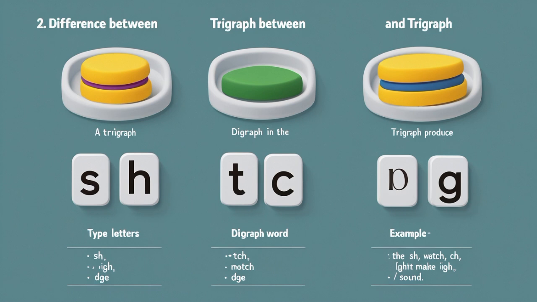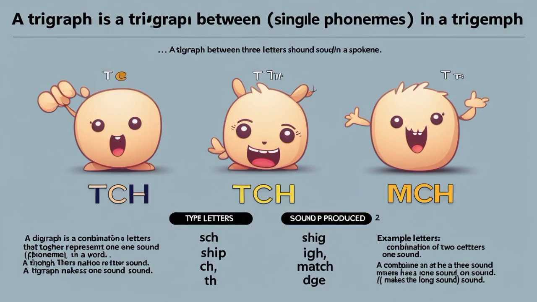4. Common trigraphs in English. Now let's look at some of the most common trigraphs in English. We'll also look at examples and their sounds. A. tch, the ch sound. The trigraph tch represents the ch sound, the same sound you hear in chair. Examples, match, watch, catch, fetch, patch. We use tch usually after a short vowel sound, like in catch or fetch. After a long vowel or consonant, we usually just use ch, like in beach or lunch.